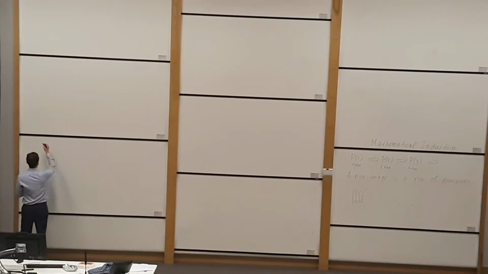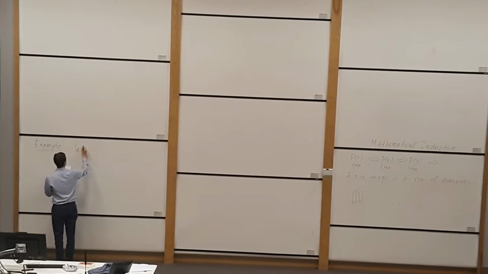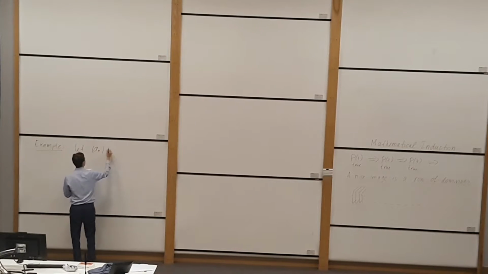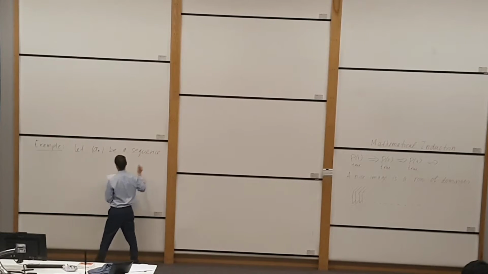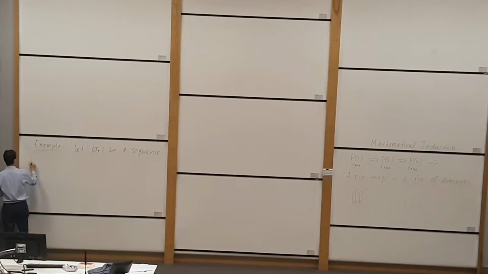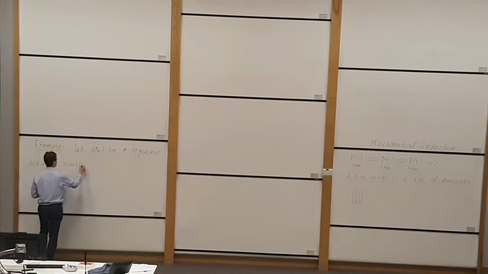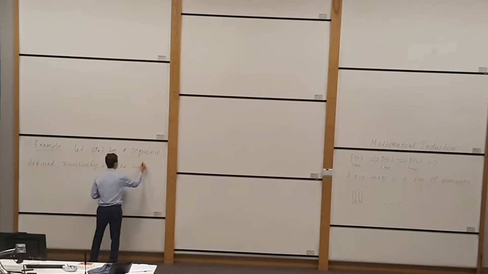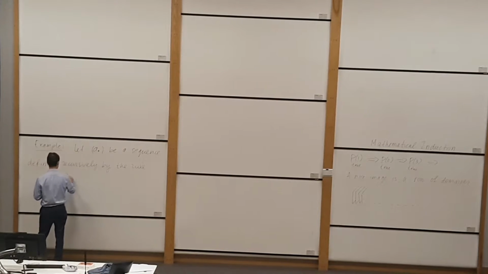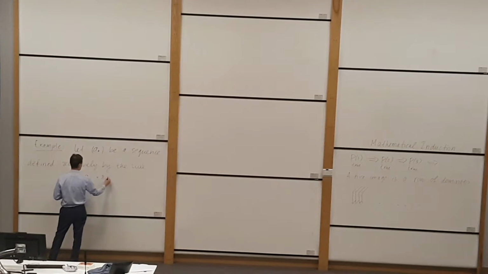In depth. So let's consider the following situation. Let a sub n be a sequence defined recursively by the following rule, that a sub n plus 1 is equal to a sub n plus 8 times n.